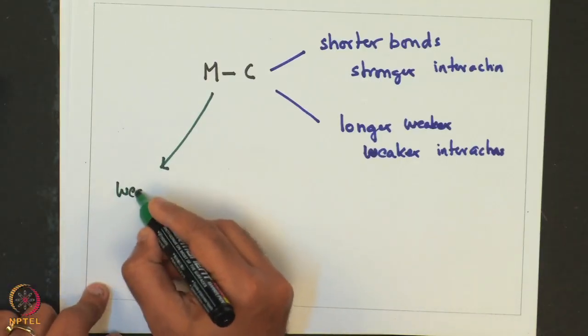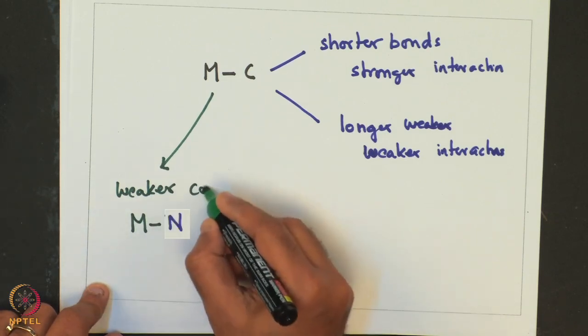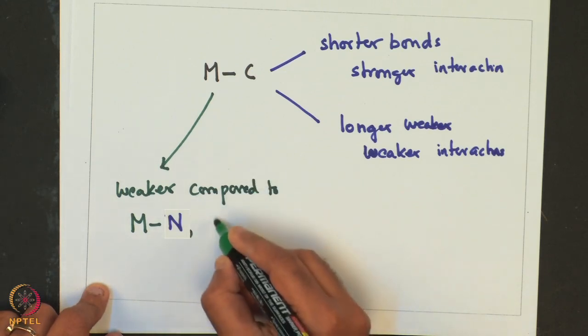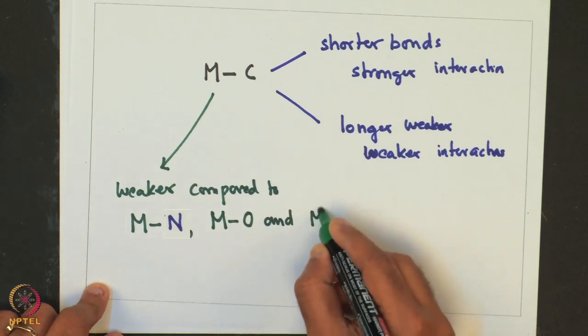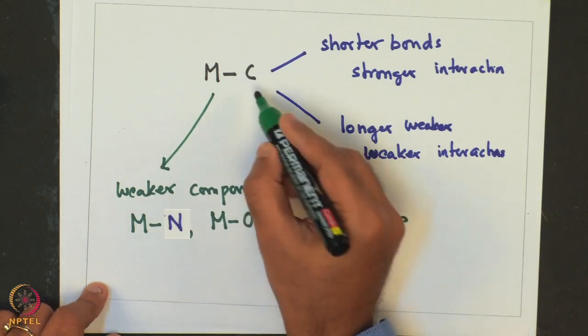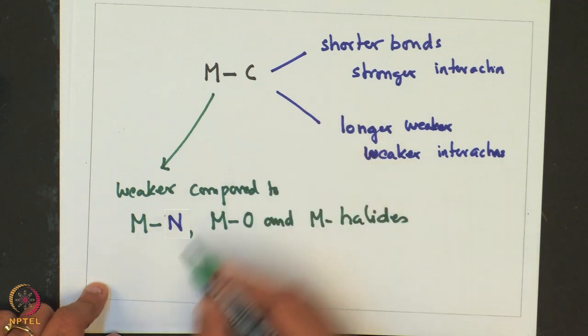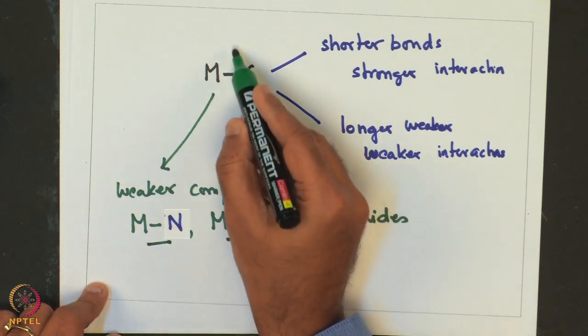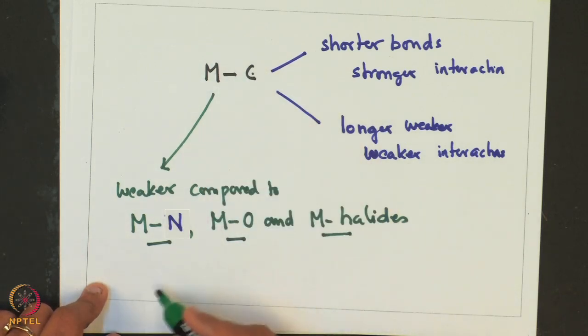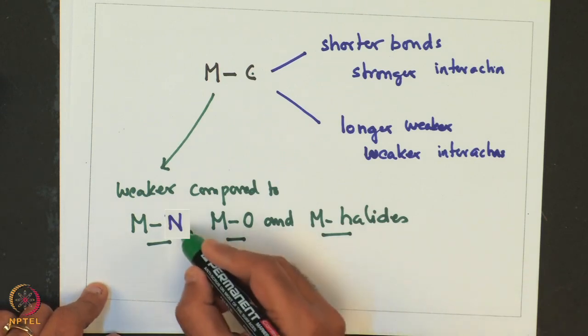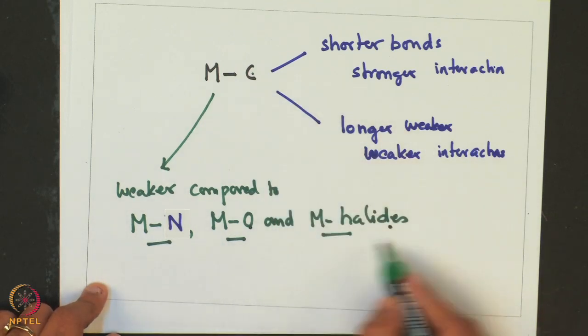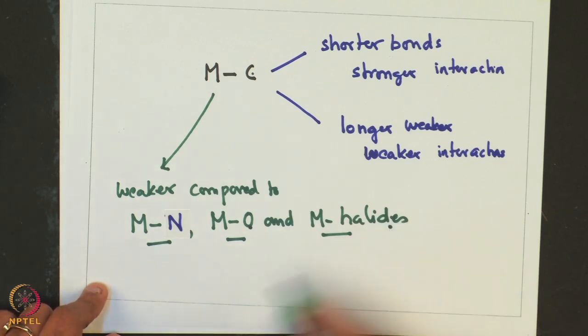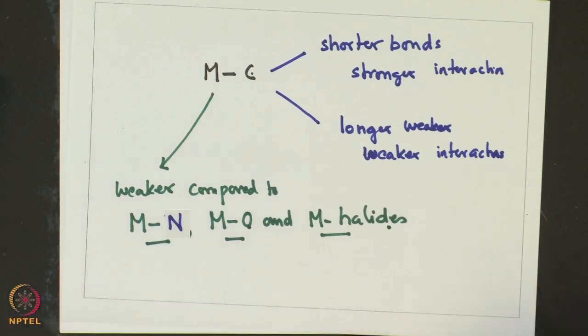Metal carbon bonds are weaker compared to metal nitrogen, metal oxygen and metal halide bonds. These bonds are stronger because they are more polar than the metal carbon bond. So, there is enhanced polarity in metal nitrogen, metal oxygen and metal halides, as nitrogen, oxygen and halides are more electronegative than carbon, and hence they form strong bonds. And the discussion on the strength of the bond arising due to the variation in bond distance as well as due to the polarity of the bond brings us to the very important concept of bond energies of metal carbon bonds.